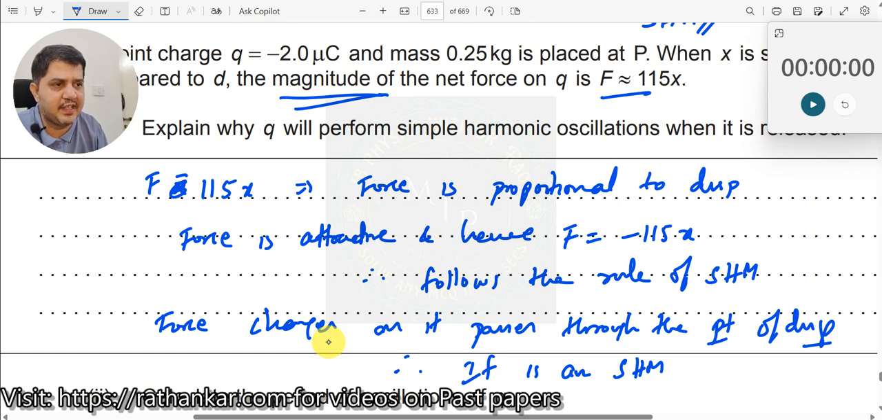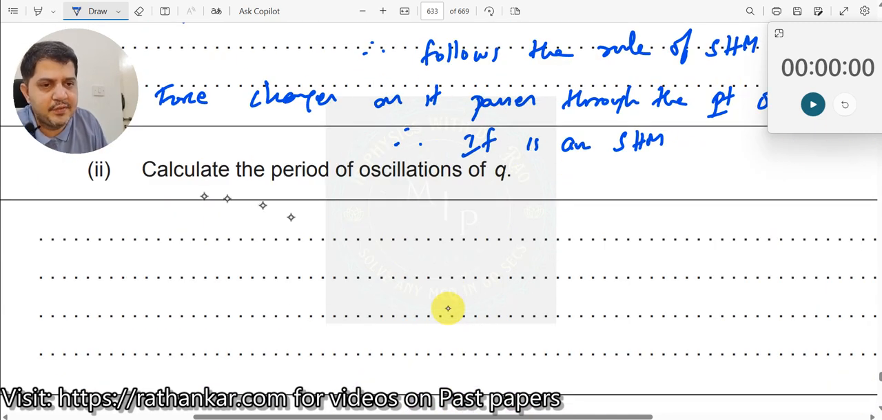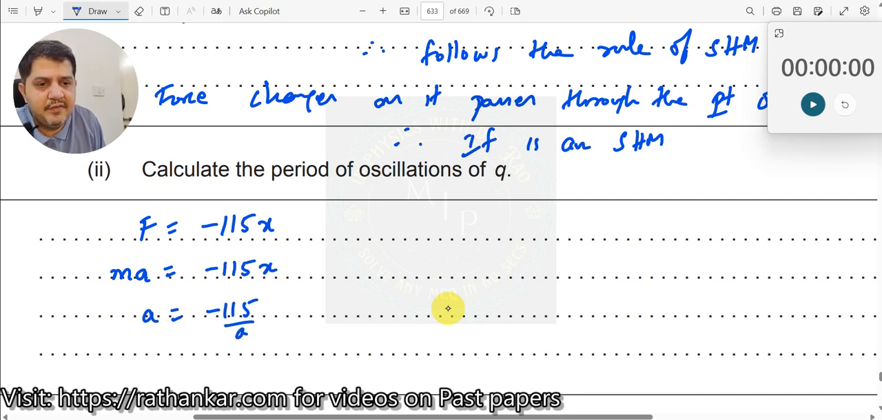Whenever there is a question on SHM, you need to mention this. Now calculate the period of oscillations of Q. So how do you write oscillations of Q? What do we have here? F is equal to minus 115x. Now we know ma is equal to minus 115 into x, so a should be equal to minus 115 divided by m into x.